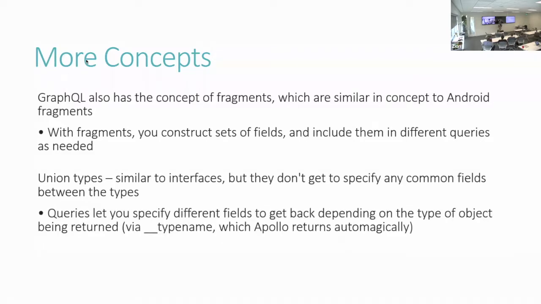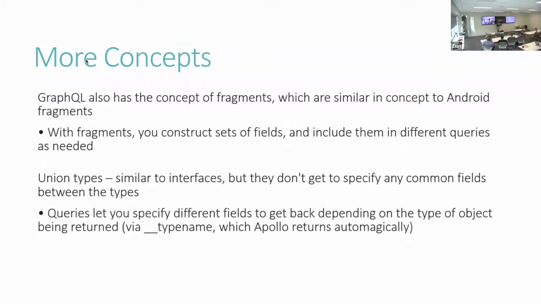Another thing to note is GraphQL has a special field called __typename, which basically returns the name of the type for you. It's kind of like a reflective call to get the class name in Java or Kotlin. Apollo client returns that for you automatically.